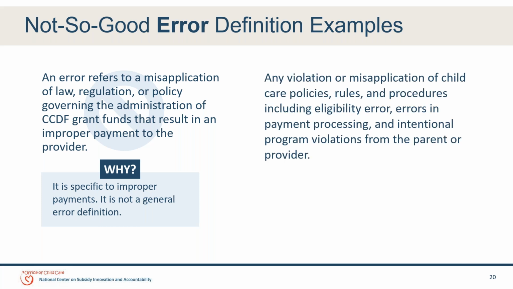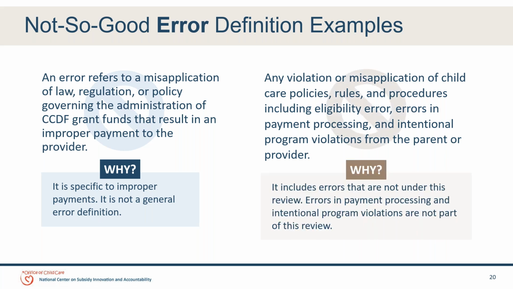Here's another example. This says, any violation or misapplication of child care policies, rules, and procedures, including eligibility error, errors in payment processing, and intentional program violations from the parent or provider. This example is more general, but it's still not a good definition because it includes things that are not under the scope of this review. Remember, this review only involves eligibility errors and not errors in payment processing or intentional program violations.